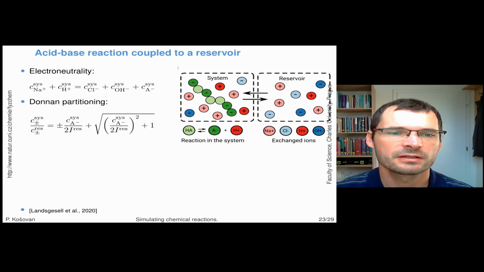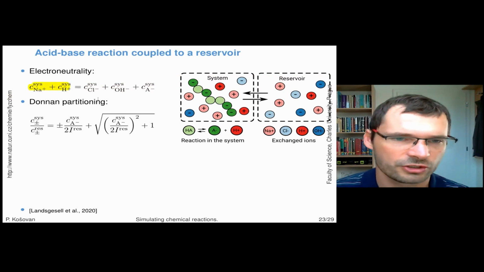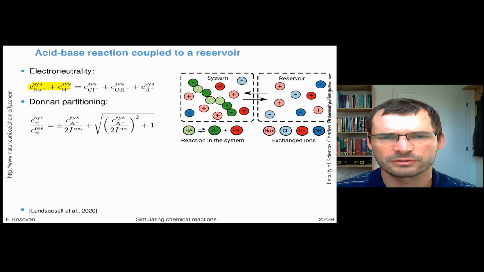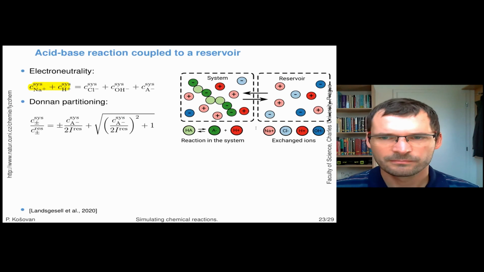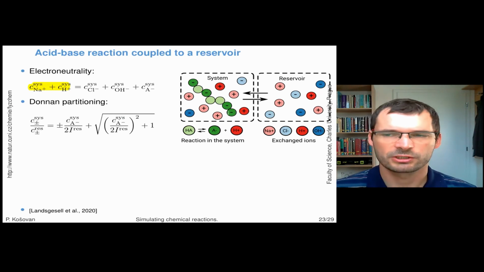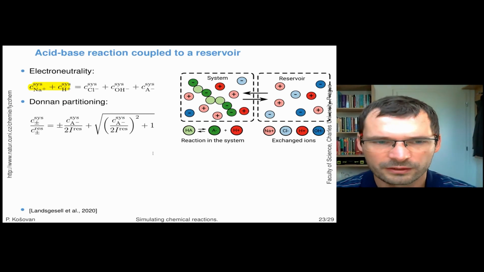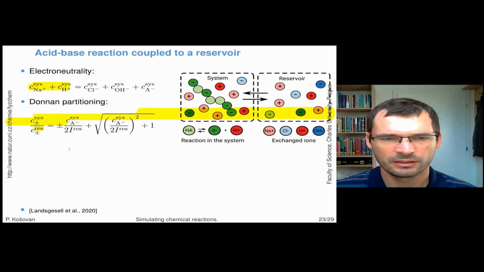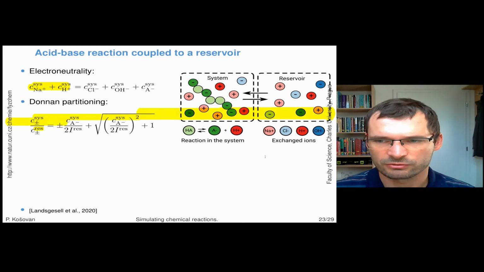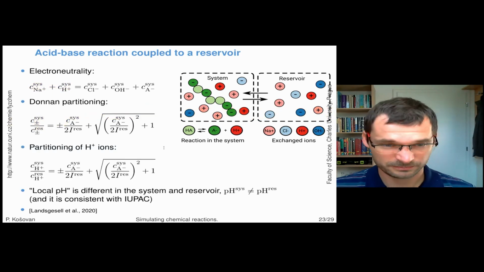In such case, I have the electroneutrality constraint, which requires that the sum of the charges on cations is equal to the sum of the charges on the anions, both in the system and in the reservoir. And because there are some ions in the system which cannot be exchanged with the reservoir, I get a partitioning of other ions. They have unequal concentrations in the system and in the reservoir, such that both electroneutrality and equality of chemical potentials can be satisfied simultaneously.